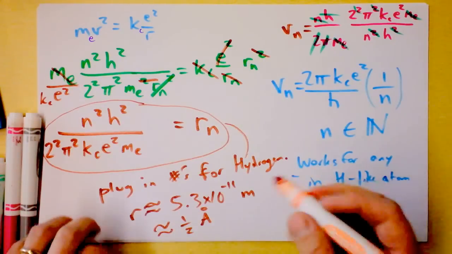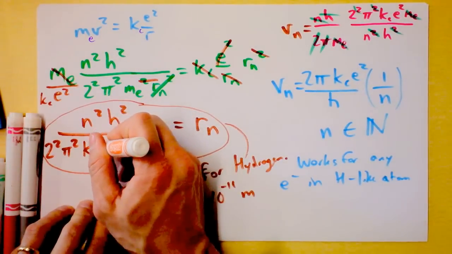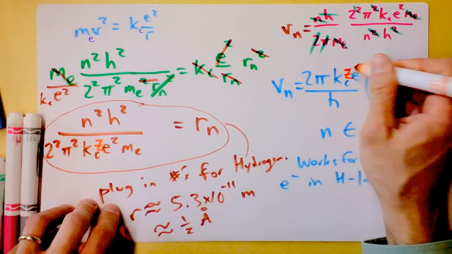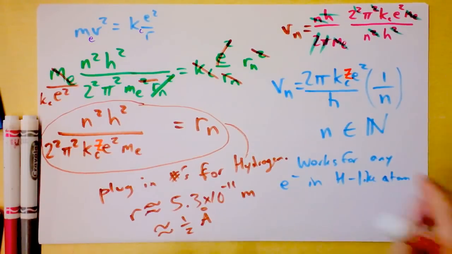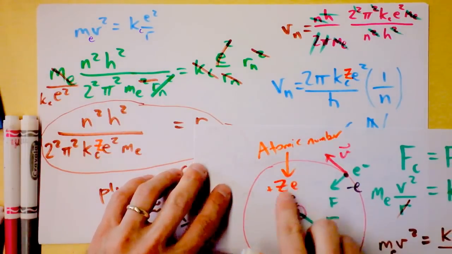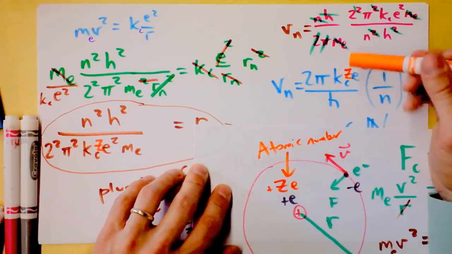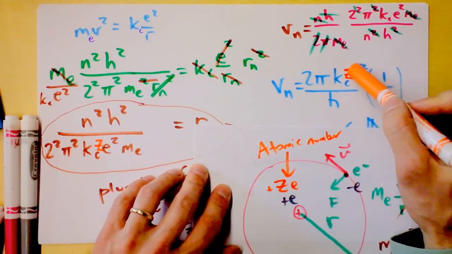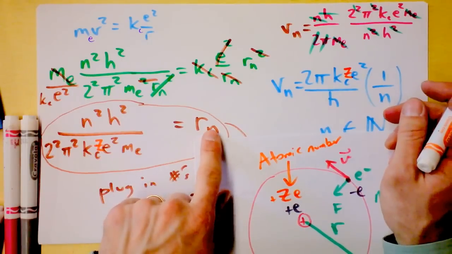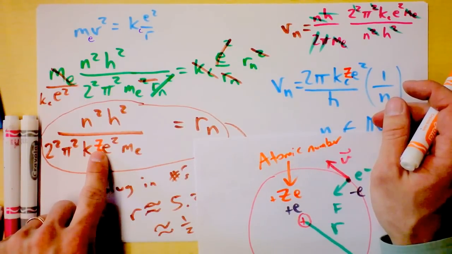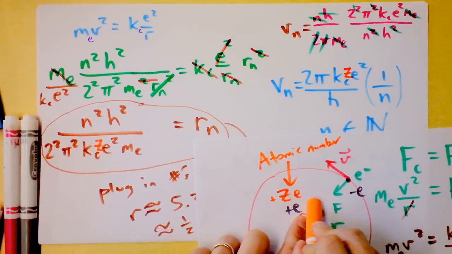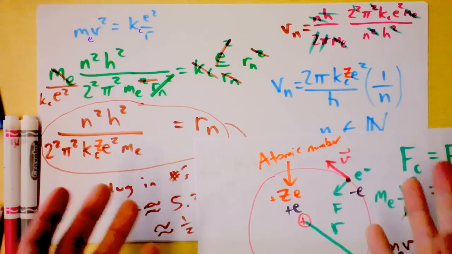I'll go orange with it. Right where I see the e, I'll put a Z times e squared. And I'll put a Z right here also. So I want to talk about this just a little bit. This means that if I've got more positive charge at the center than just one, imagine more positive charge at the center, then my speed will be faster because of the greater atomic number. And on the flip side, the radius will be smaller. So if I've got 10 positive charges in here, this electron will be pulled in closer and it will be going faster. All these things are very reasonable.